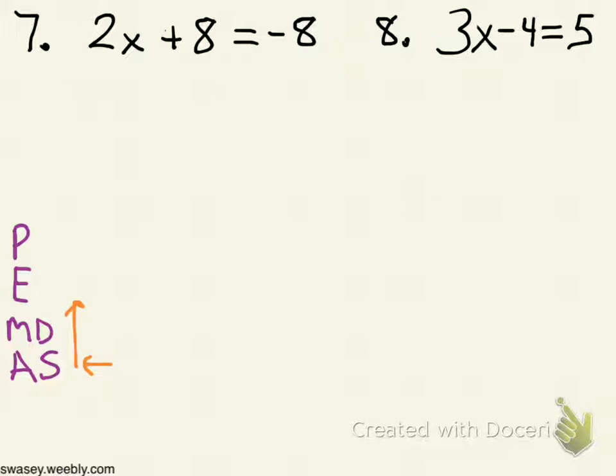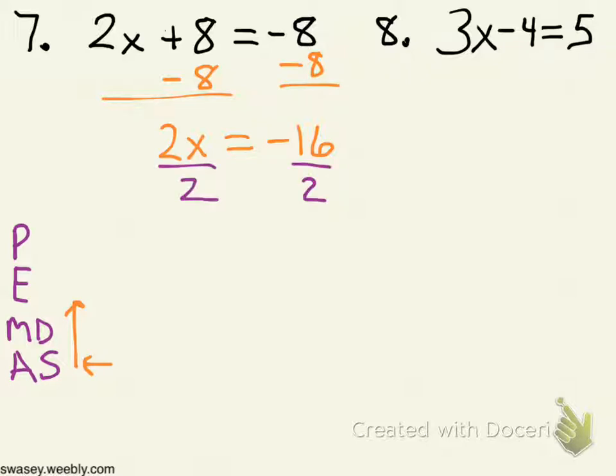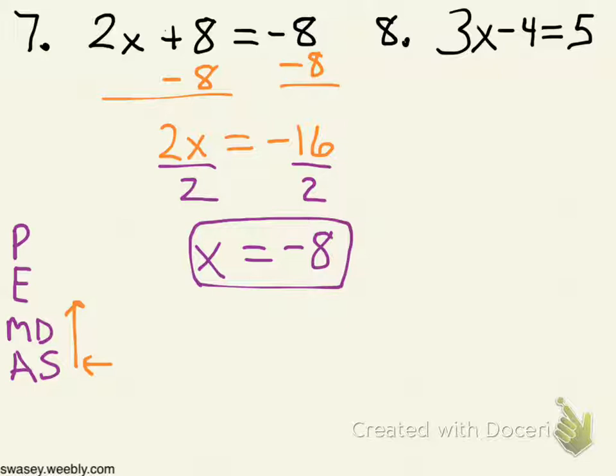So we're going to get rid of this addition. To get rid of plus 8, subtract 8. Once you do that, you'll see just a one-step equation. And now to get rid of multiplying by 2, divide both sides by 2. So we're undoing addition or subtraction first, then undoing multiplication or division.